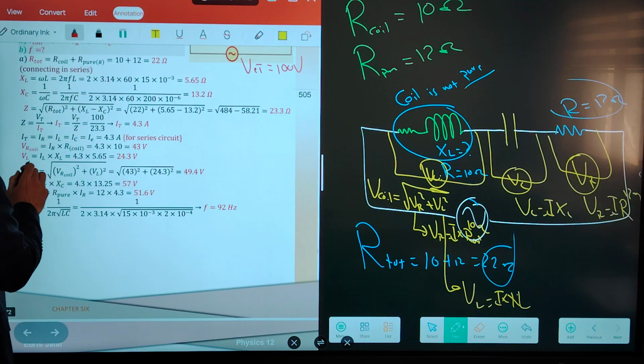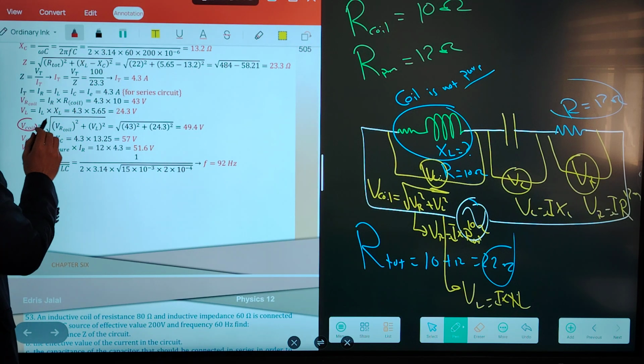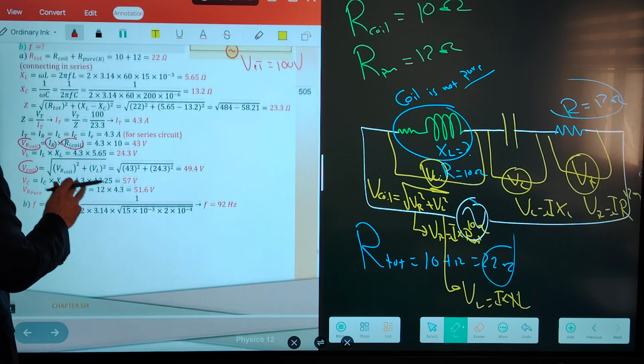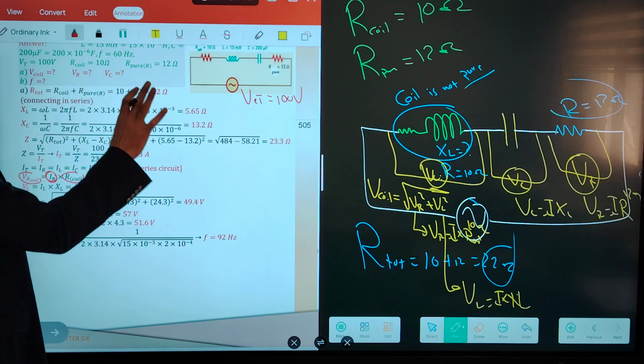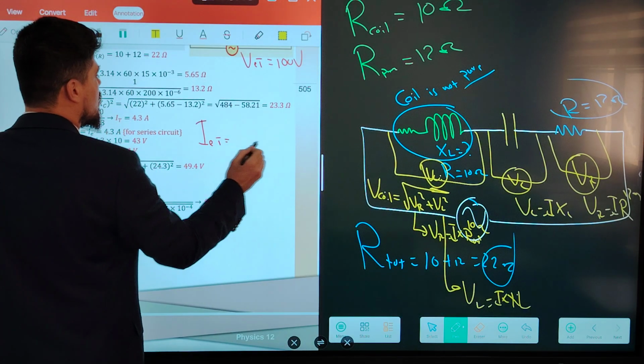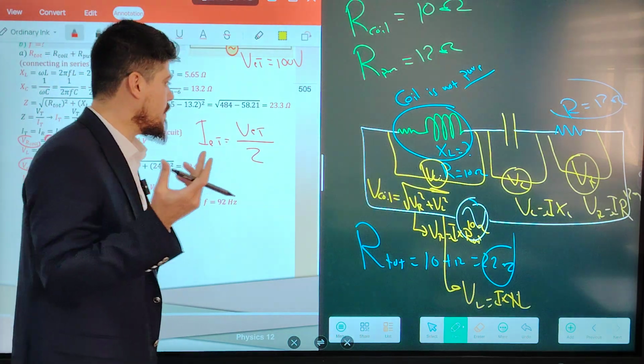Guys, how can you determine V coil? At first, V coil is equal to the square root of VR of the coil squared plus VL squared. VR, we don't have VR. VR coil is equal to I times R. But we don't have current. In this question, we don't have current. How can we determine current? Current is equal to VE total over Z. VE total over what? Z.